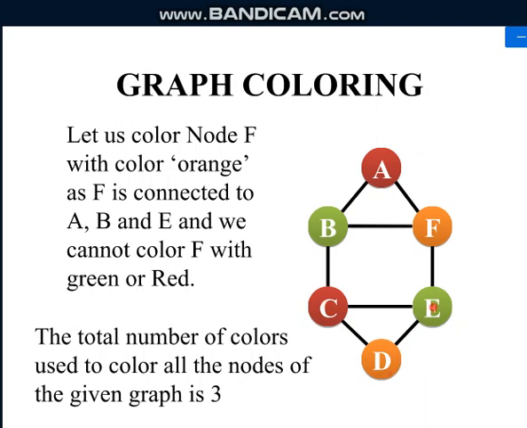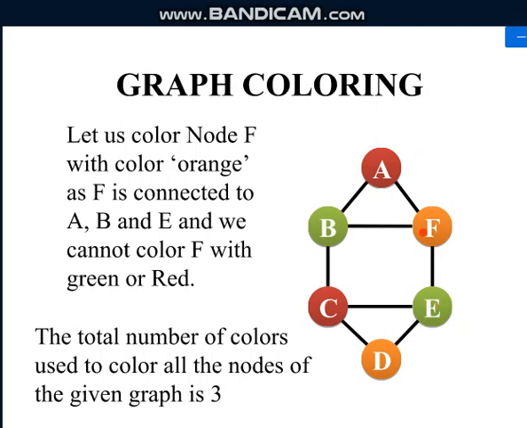So we used the third color there. But when we came to F, we should have used the fourth color. So that is the reason we went back to the previous node, that is node D, and changed the color of node D. So instead of green, we applied the third color, that is orange.